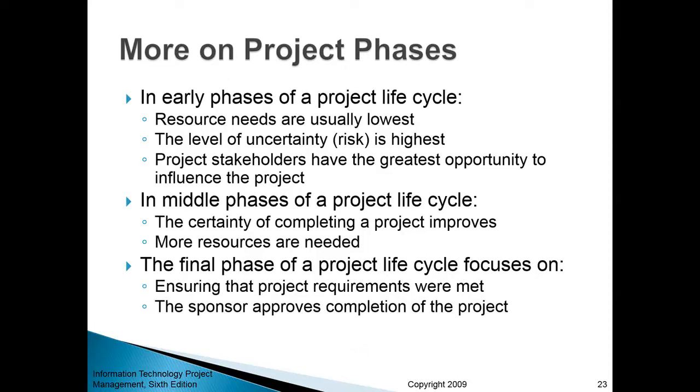Now, just some additional information about project phases. In early phases of a project life cycle, resource needs are usually the lowest. You're not expending any resources, you're just planning. The level of uncertainty or risk is the highest because sometimes you don't know what needs to be done until you actually start doing it. So there's a lot of uncertainty as to what exactly needs to be done, how you should go about implementing certain steps, and so forth.